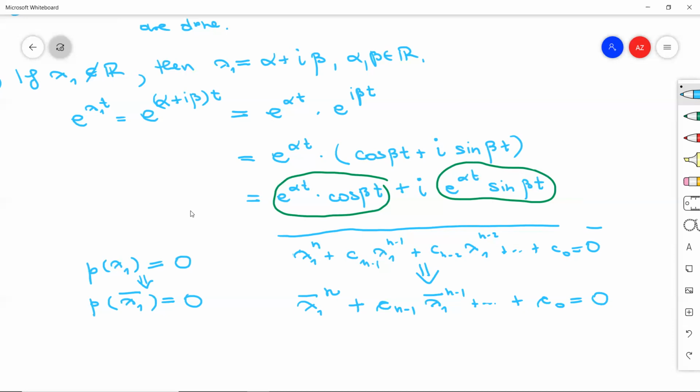So if p has complex coefficients, this is not true anymore, because when we conjugate, these c's should also be conjugated, and then we get another polynomial. So this is true for real polynomials, so this is true for polynomials with real coefficients.